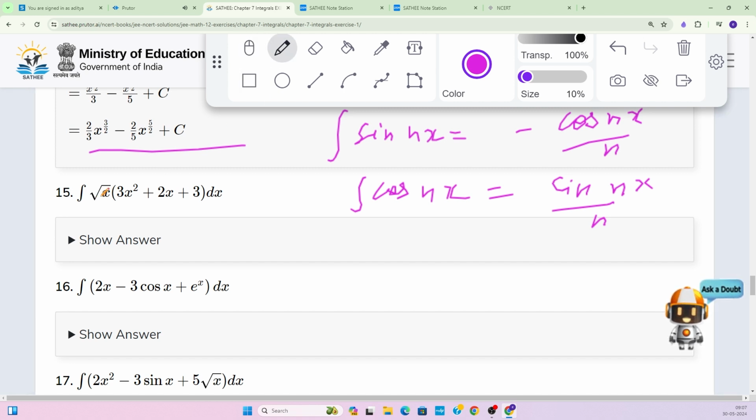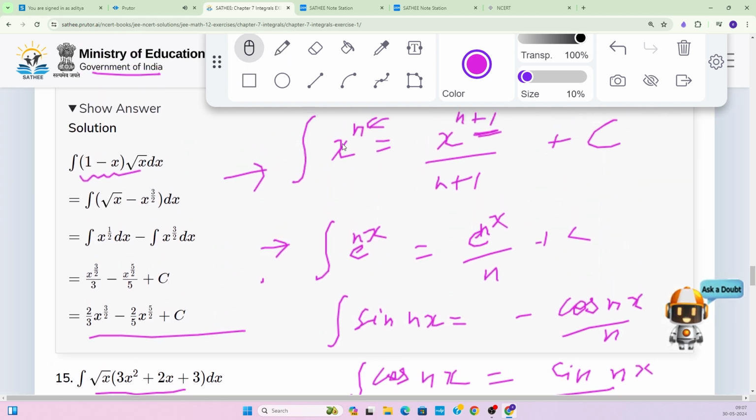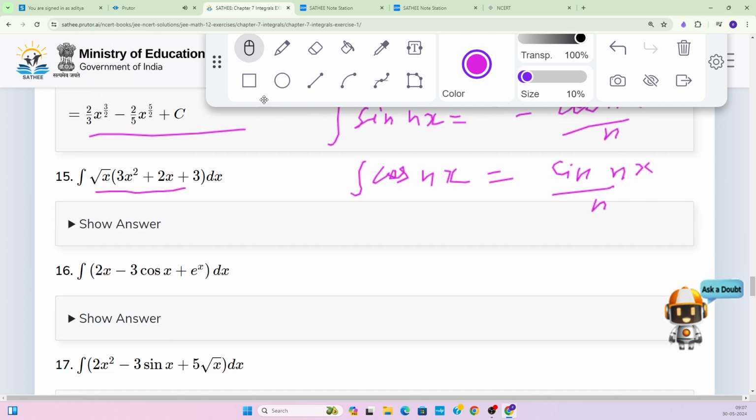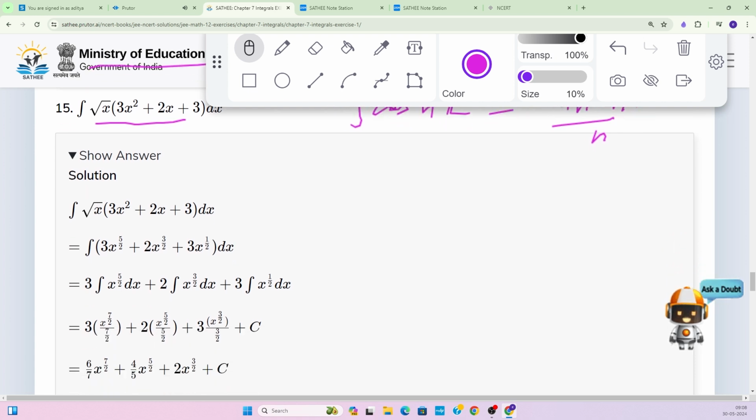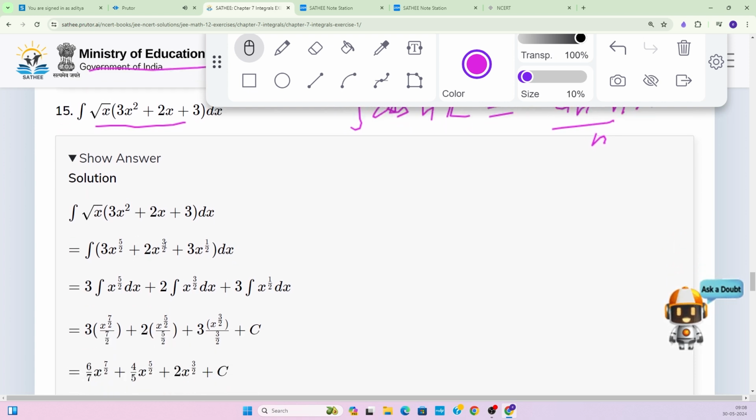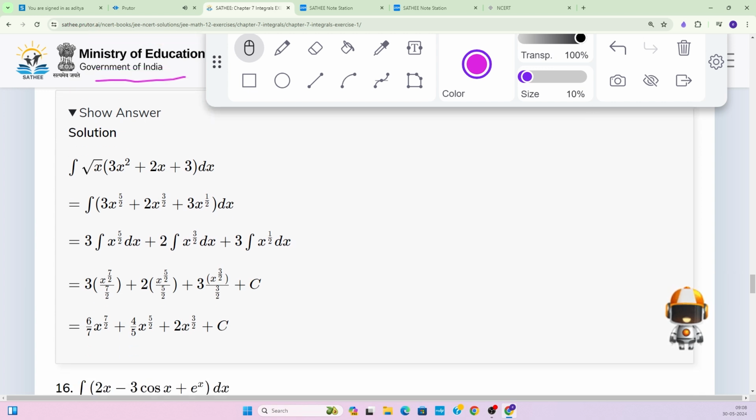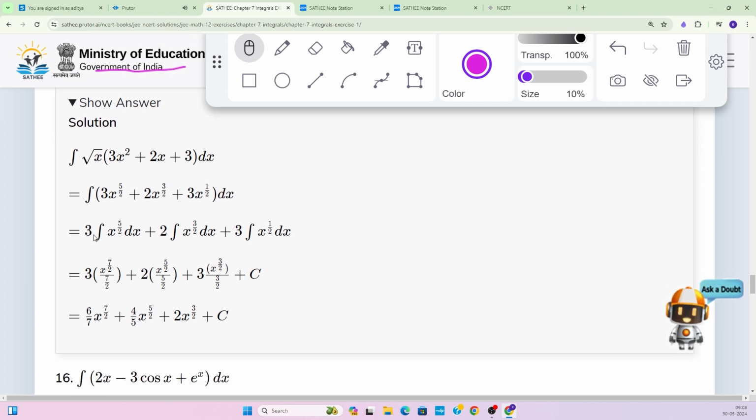Now just simplify it, multiply them. You will get a form like this. Okay, so after multiplying inside, let me just show you what you will get. So this will be 3x power 5 by 2 plus 2x power 3 by 2 plus 3x power half. Now separate them. Using the results, you can take the constant out and separate them. You will get 3 times integration of x power 5 by 2 dx plus 2 multiplied by integration of x power 3 by 2 plus 3 multiplied by integration of x power half.